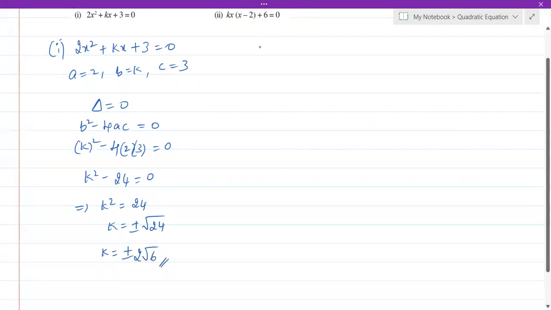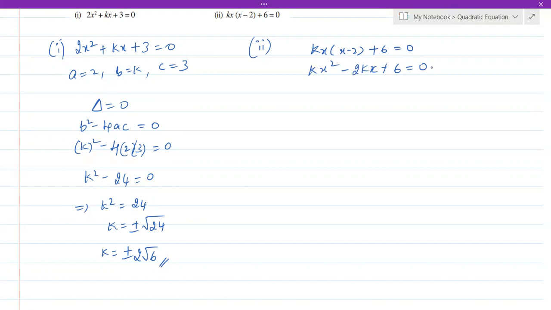Okay. So similarly, let's get into the second question. kx into x minus 2 plus 6 equal to 0. First, let's express it in the standard quadratic equation form. So kx into x is kx square minus 2kx plus 6 is equal to 0. Now it is in the standard form. Okay, remember always you have to check whether it is in the standard form, that is decreasing orders of powers: x square, then x, then the constant number. Okay. So here a value is k, and b value is minus 2k, and c value is 6.